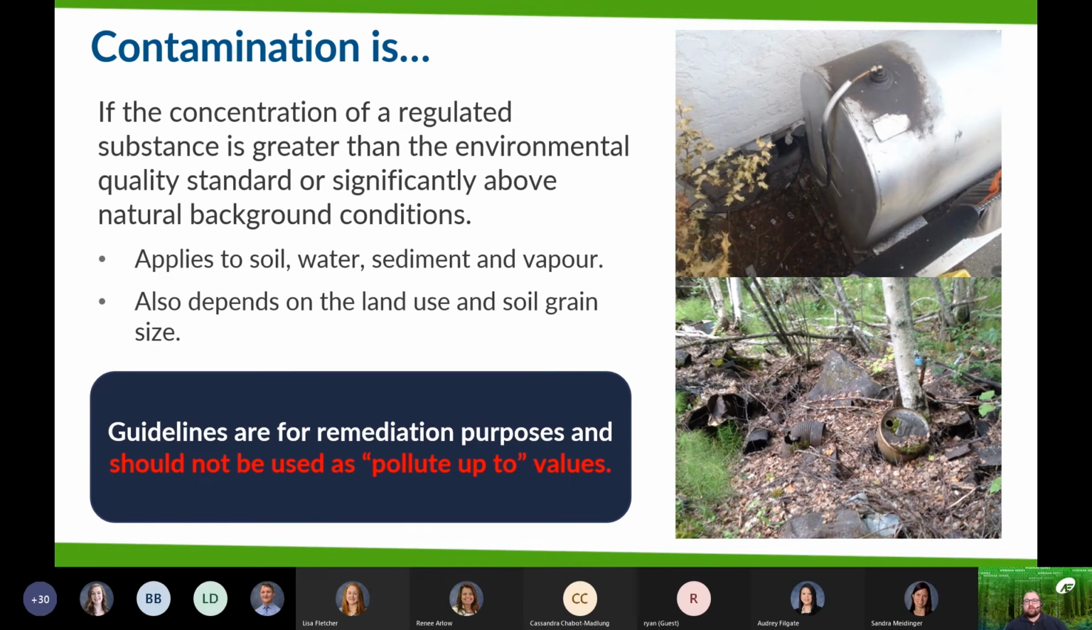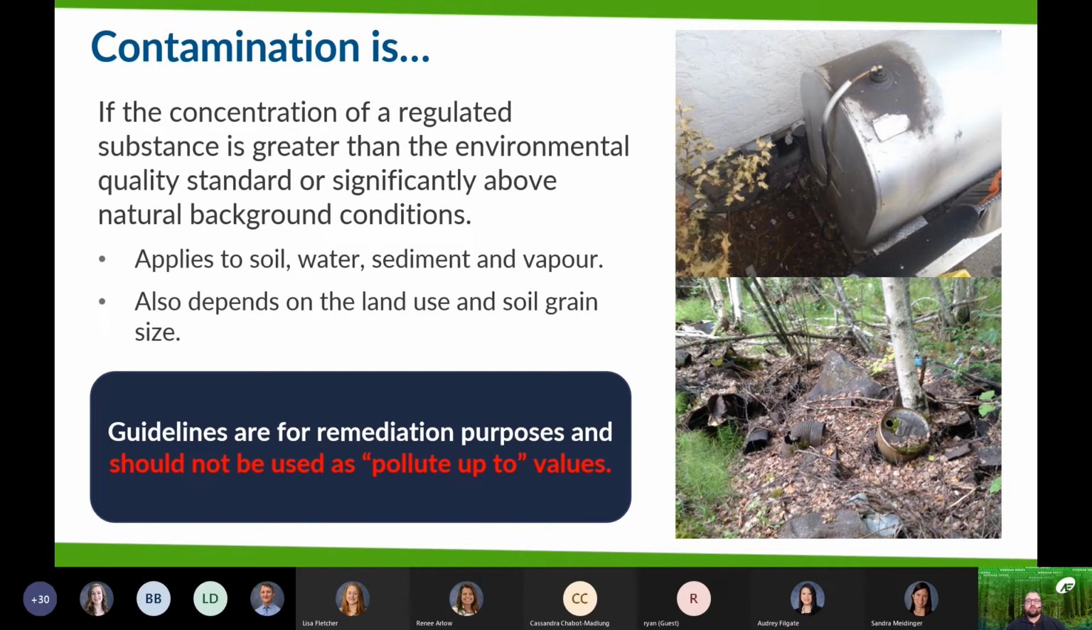So what is considered contamination? A site is contaminated if the concentration of a regulated substance is greater than an applicable environmental guideline that protects human and ecological health. In Alberta, environmental quality guidelines are sourced mainly from the Alberta Tier 1 and Tier 2 soil and groundwater remediation guidelines. For sediment and vapor, other jurisdiction standards, such as BC's, may be used. Otherwise, a project could fall back to federal guidelines published by the Canadian Council of Ministers of the Environment or Health Canada.